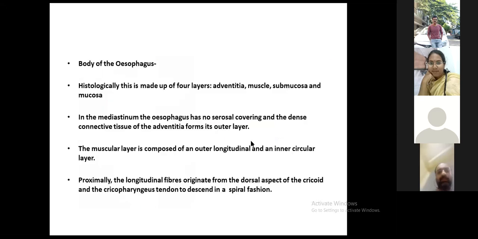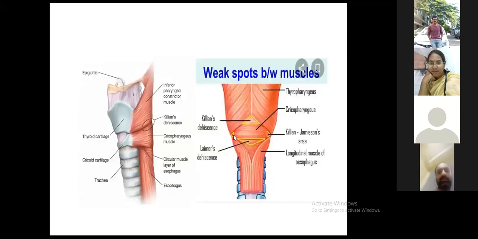So next it is the body of esophagus. Histologically, the body of esophagus is made up of... Madan, just go back. You know about the Zenker's diverticulum? Yes, sir. Where does it come? Between the inferior constrictor and the cricopharyngeal muscle, sir. That's the area, is it? Killian's dehiscence, sir. There, Zenker's diverticulum. Yes, sir.